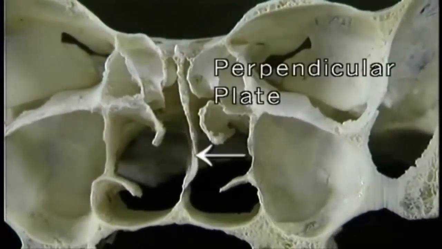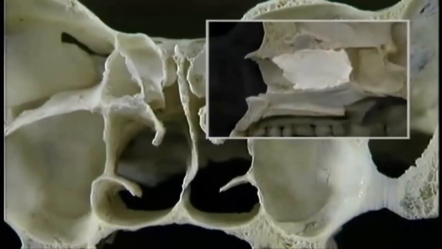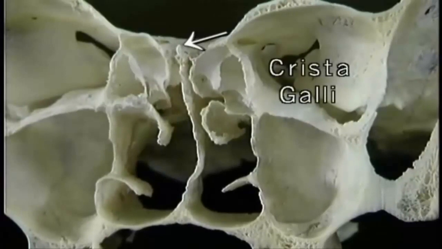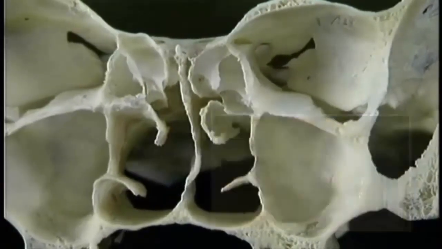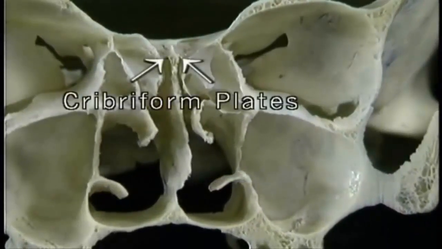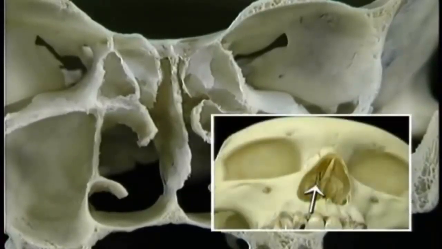This part, the perpendicular plate of the ethmoid, forms a large part of the bony nasal septum. This upward projection is the beginning of the crista galli, which rises up in the floor of the anterior cranial fossa. On each side of the crista galli are the cribriform plates, which we've seen already from above and from below.